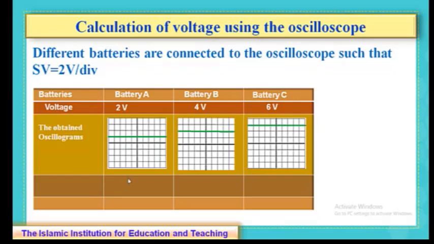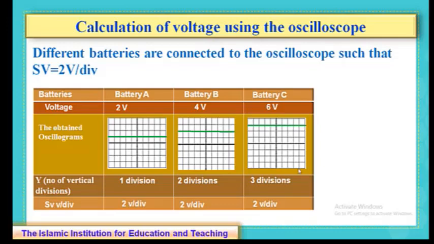The first horizontal luminous line is drifted upward by 1 division. The second horizontal luminous line is drifted upward by 2 divisions, and the third one is drifted upwards by 3 divisions. So the number of the vertical divisions, which is called Y, is 1 for the first battery, 2 for the second battery, and 3 for battery C. Now, if we divide the voltage by the number of the vertical divisions, we get 2 volt per division in each case.